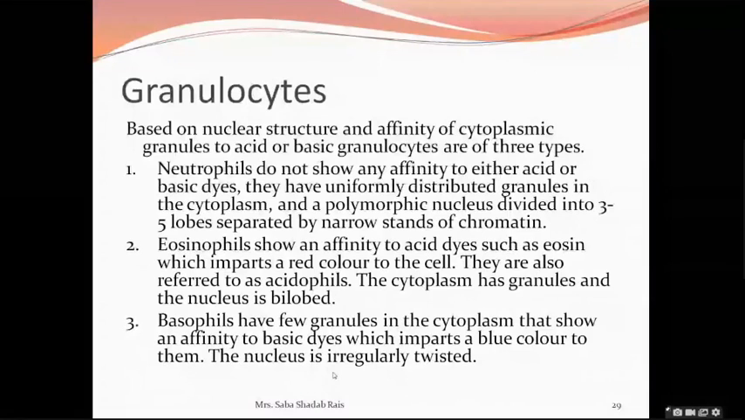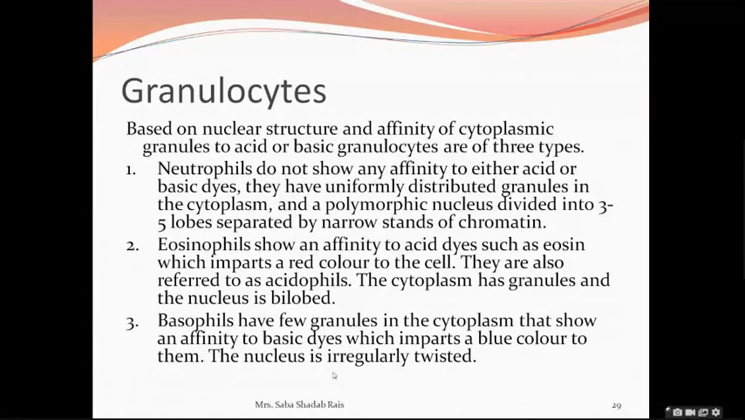Okay, so when we talk about the neutrophil, they don't show any type of affinity for the acidic or the basic dye. So they have uniformly distributed granules in the cytoplasm. When we talk about the nucleus, the nucleus has 3 to 5 lobes, and all these are separated by narrow strands of chromatin.